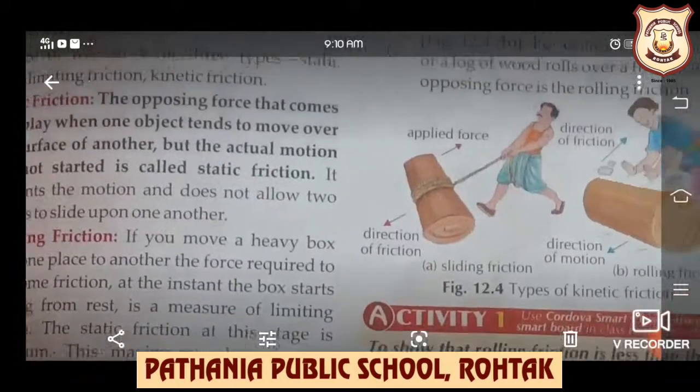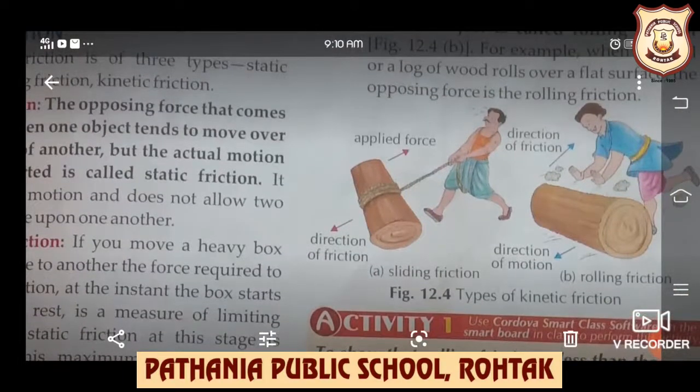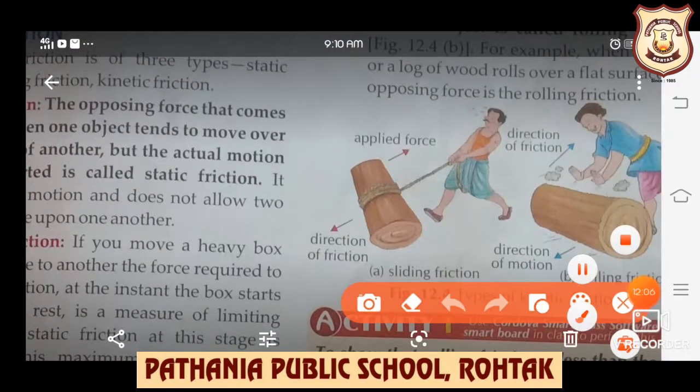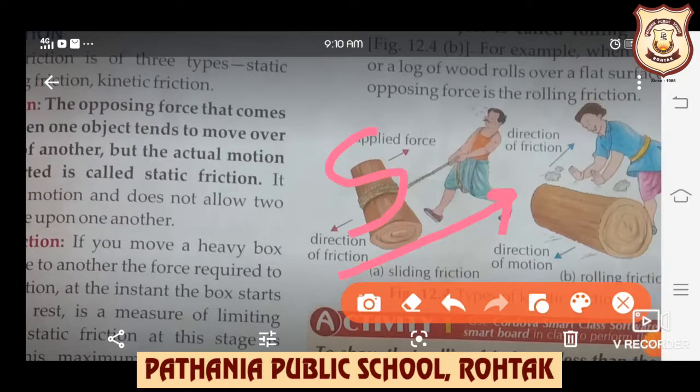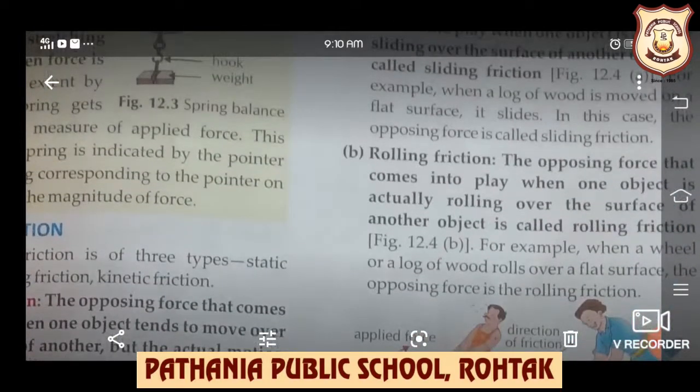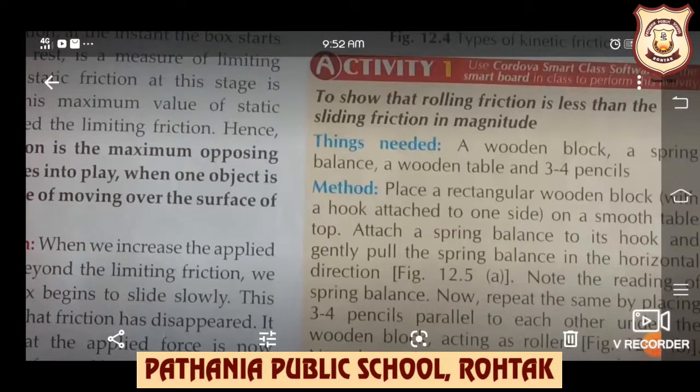I'll show you the example. See बेटा देखो, in the figure A, this person is इसको खींच रहा है. ये कौन सा है? स्लाइडिंग. ये कौन सा फ्रिक्शन है? स्लाइडिंग. मुझे किसी चीज़ को रोल करना है, ये कौन सा फ्रिक्शन शो कर रहा है? रोलिंग फ्रिक्शन. ओके, so what is rolling friction? The opposing force that comes into play when one object is actually rolling over the surface of another object is called rolling friction.